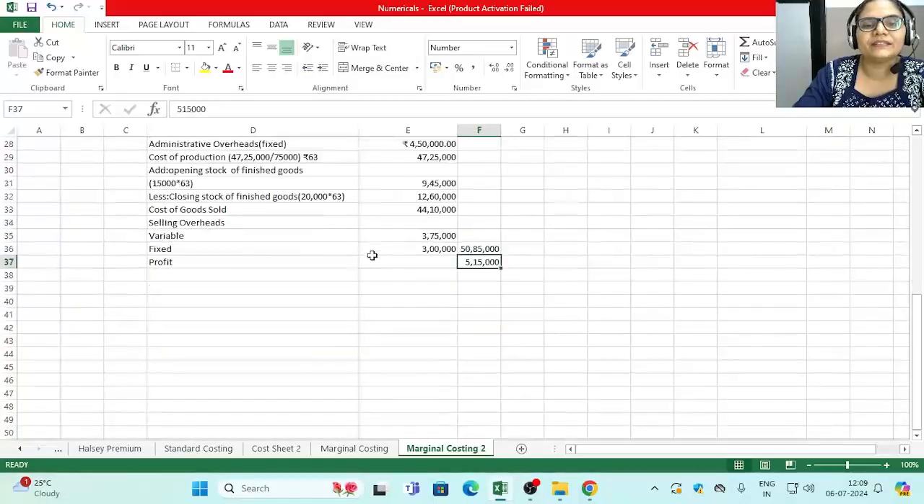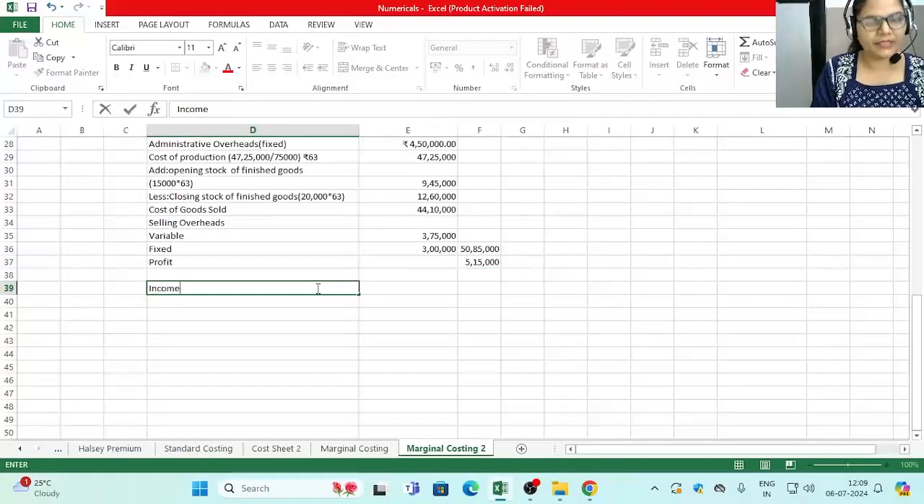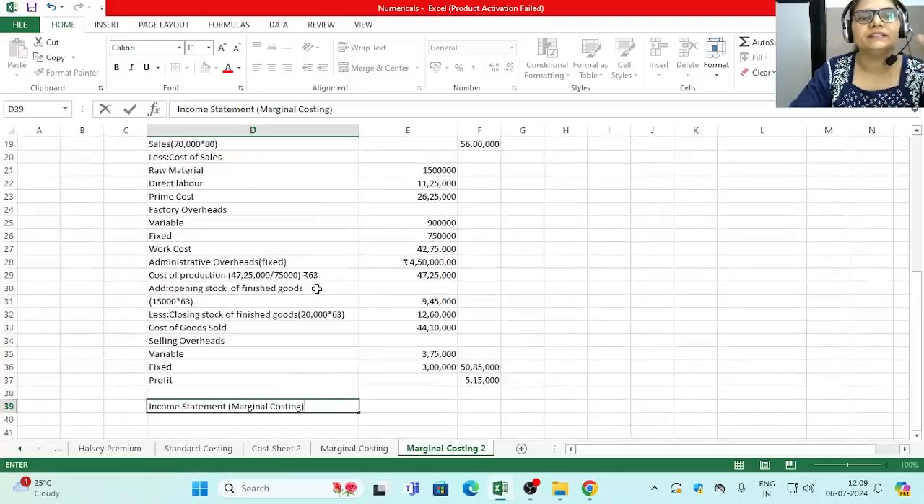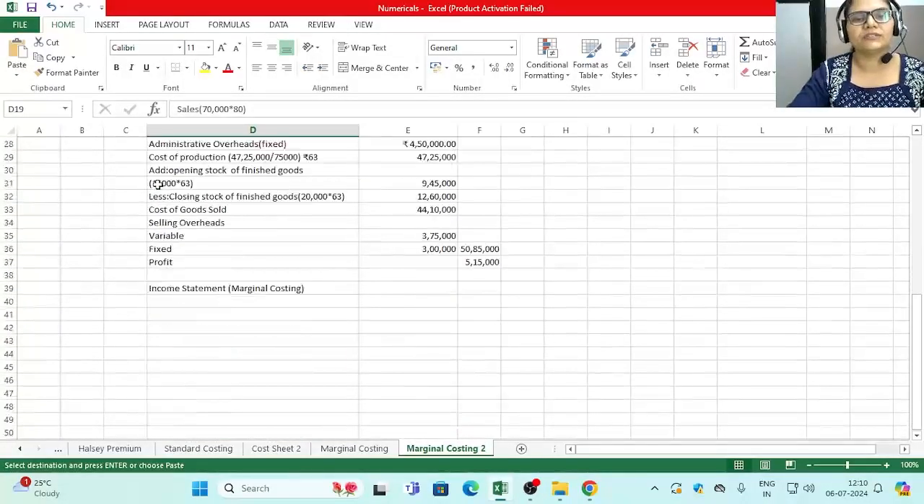Now, next we need to prepare the income statement under marginal costing with the same figures, with the same values. So first of all, without any second thought, we will record the sales, that is 70,000 into 80.